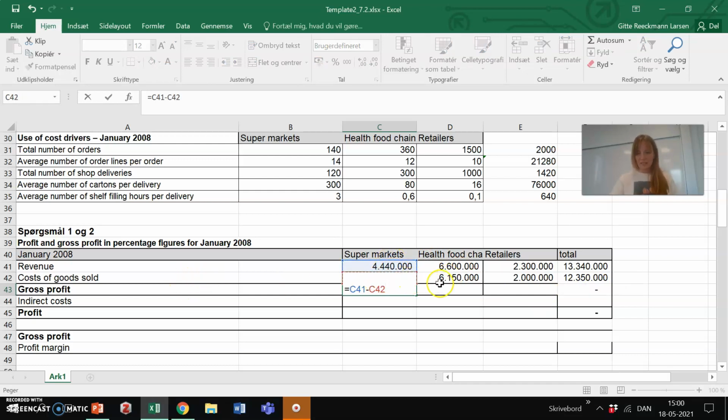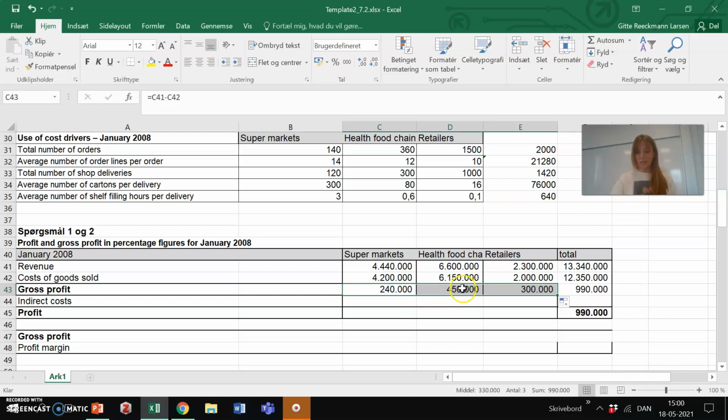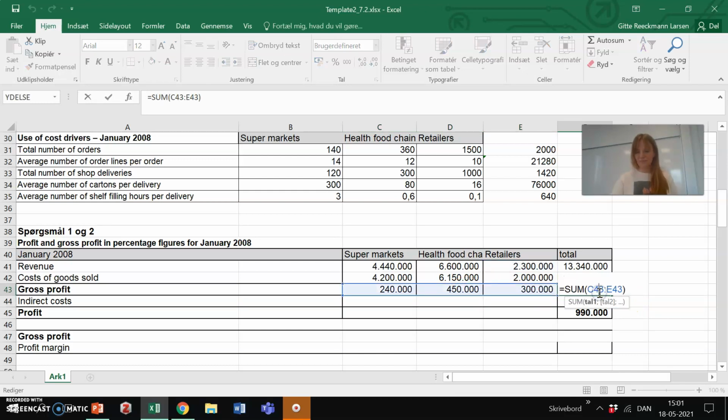Now, if you cannot point at the cell with the mouse, what you can do is you can use your keys down here with the arrow, and then step one, step up. So here we have the first calculation of gross profit, and the second and the third here, and in total, and then indirect costs.